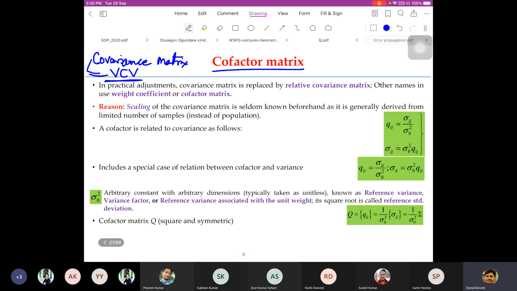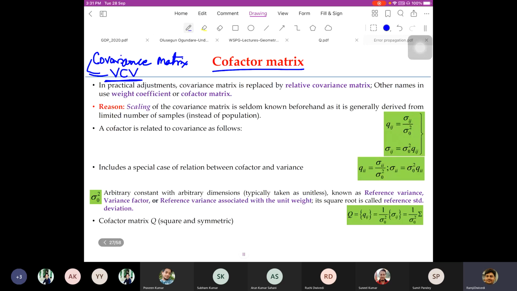Then the answer comes here, the cofactor matrix, where you do not have the large population to deal with. Instead, you are working with samples. For working with samples, you cannot call it a variance covariance matrix, because variance belongs to the population and you have not taken any measurement from the complete population. Instead, you have taken measurements from the sample. Obviously, our job is to give it an appropriate name. So that name is cofactor matrix.